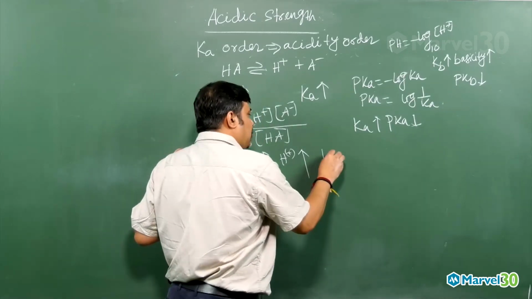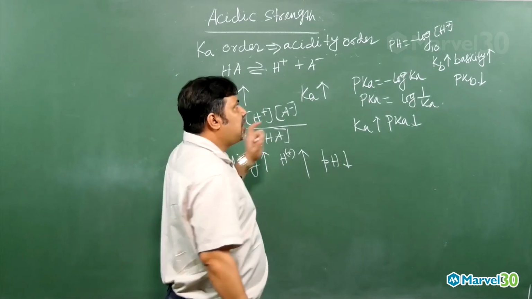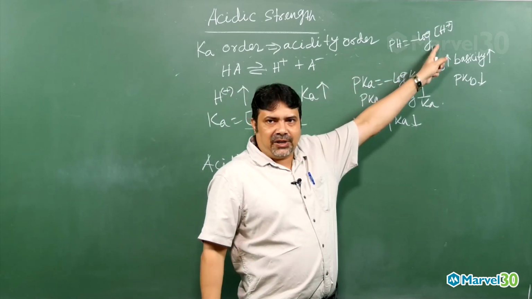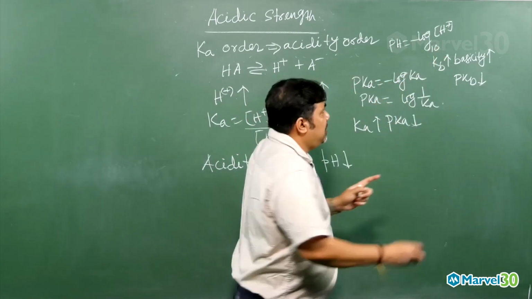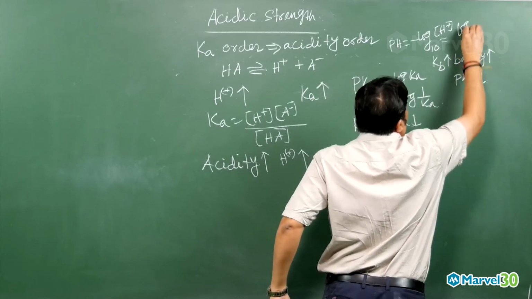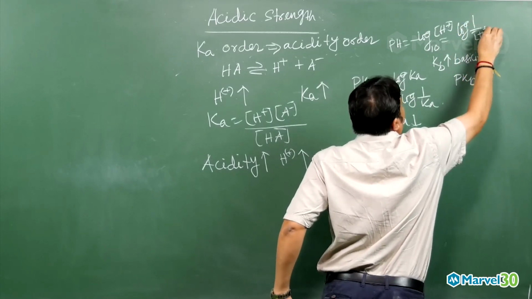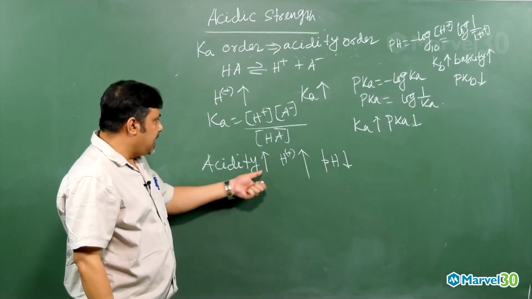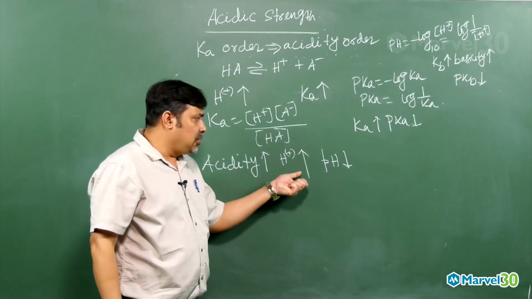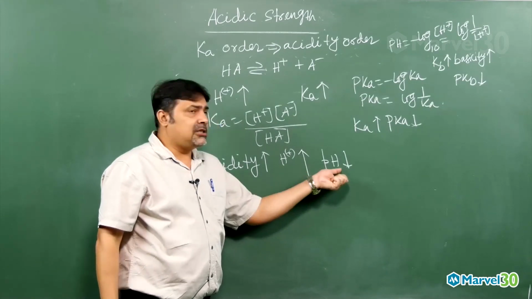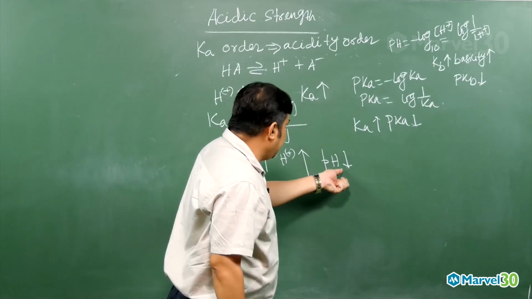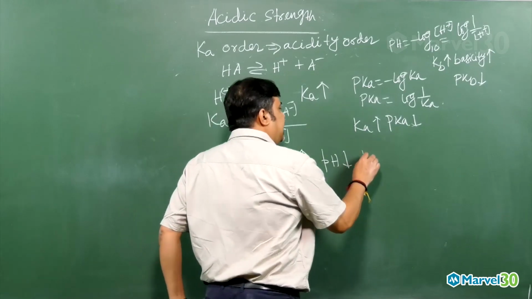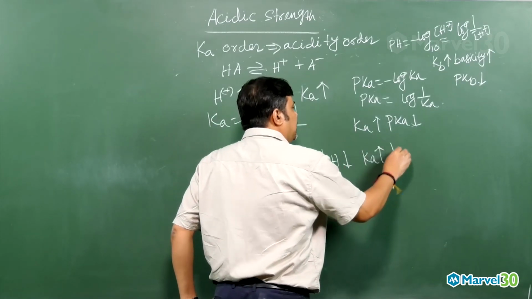H plus more means pH will be less, because pH is minus log of H plus concentration, or for more clarity you can write log of 1 by H plus. So H plus and pH are inversely proportional. That is why acidity more means H plus will be more, and H plus more means pH will be less. Again, H plus more means K will be more.